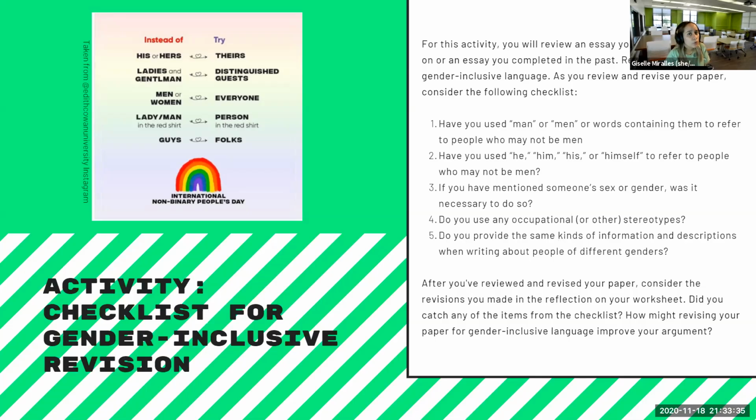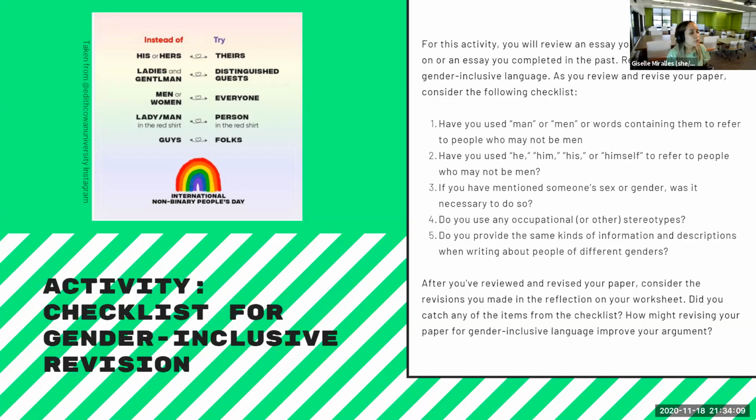One, have you used man or men or words containing them to refer to people who may not be men? Have you used he, him, his, or himself to refer to people who may not be men? If you have mentioned someone's sex or gender, was it necessary to do so? Do you use any occupational or other stereotypes? And lastly, do you provide the same kinds of information in descriptions when writing about people of different genders?